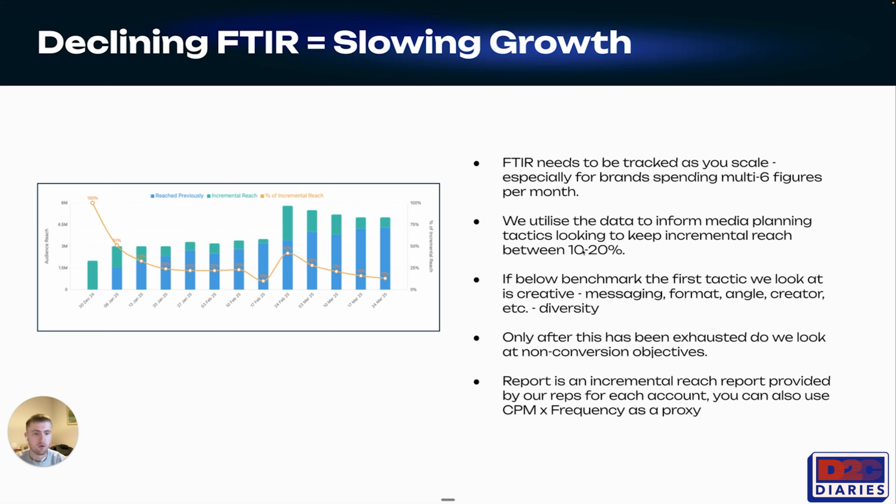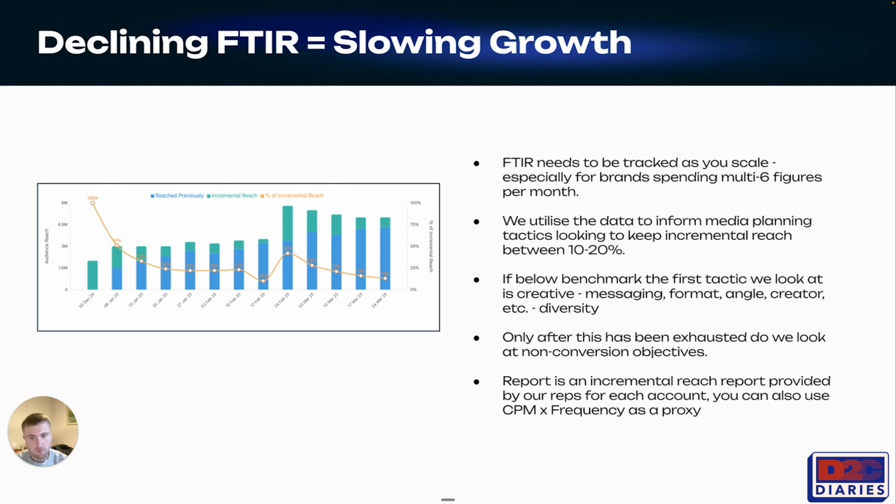at a later point. If we're below that benchmark, the first tactic we look at is creative. So messaging, format, angles, creator, and identity diversity. And only after this has been exhausted do we look at non-conversion objectives. And we're seeing third party whitelisting, publisher ads, etc., as being a real hack for quick wins in growing incremental reach across our account portfolio currently ahead of Q4.